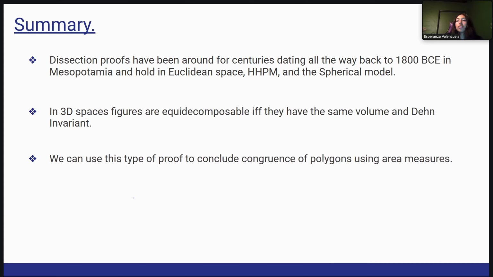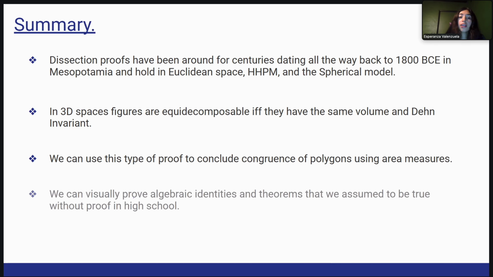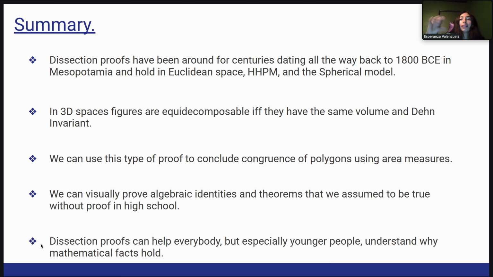And we can use these types of proofs to conclude congruence of polygons using area measures, and we can visually prove algebraic identities and theorems that we just automatically assume to be true in high school. And lastly, dissection proofs can help everybody, but especially younger people, understand why these complex mathematical facts hold, which is why we chose this topic.